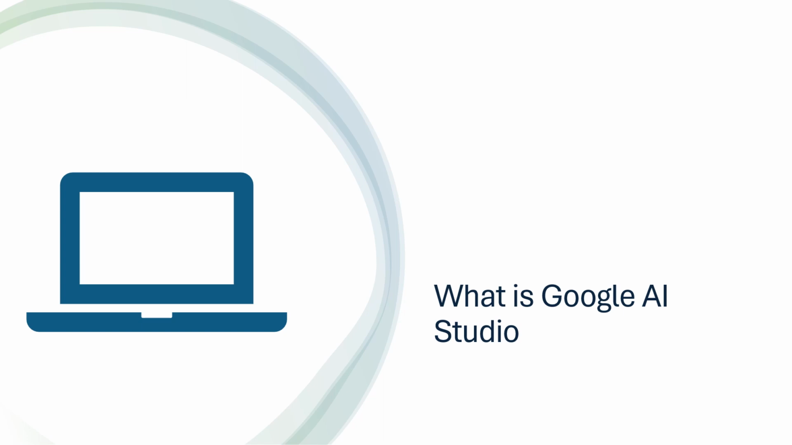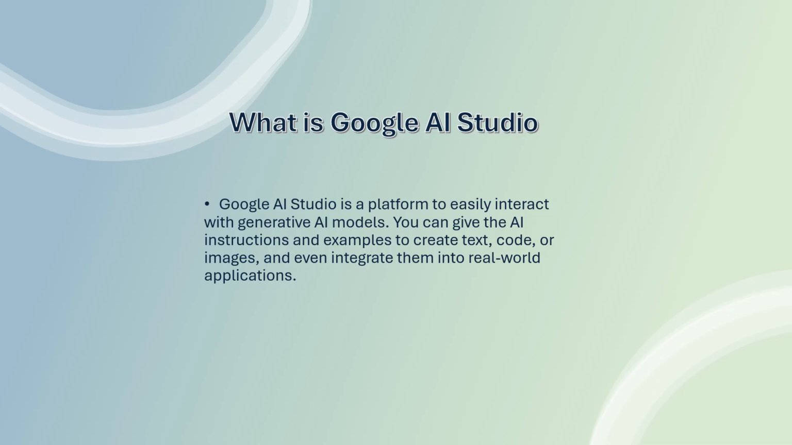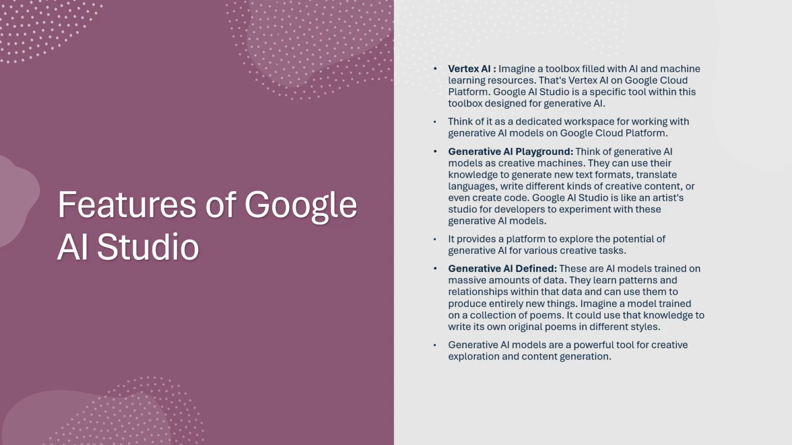Today we'll be discussing what is Google AI Studio and its features. So without further ado, let's get started. But first of all, what is Google AI Studio? Google AI Studio is a platform to easily interact with generative AI models that are provided by Google. You can give the AI instructions and examples to create text, code, images, and even integrate them into real world applications and scenarios. Now, together, let's discuss the features of Google AI Studio.